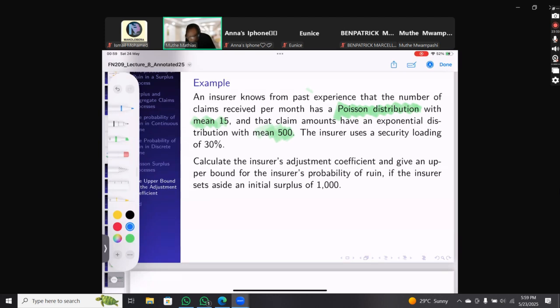So you have two things here. You have the number, so you know the number follows a Poisson distribution, right? And then you have the x. The x in this particular case follows an exponential distribution. So at the core, you have these two distributions here. The insurer uses a security loading of 30%, right? So for the security loading, we are saying theta is equal to 30% in this part here, right?